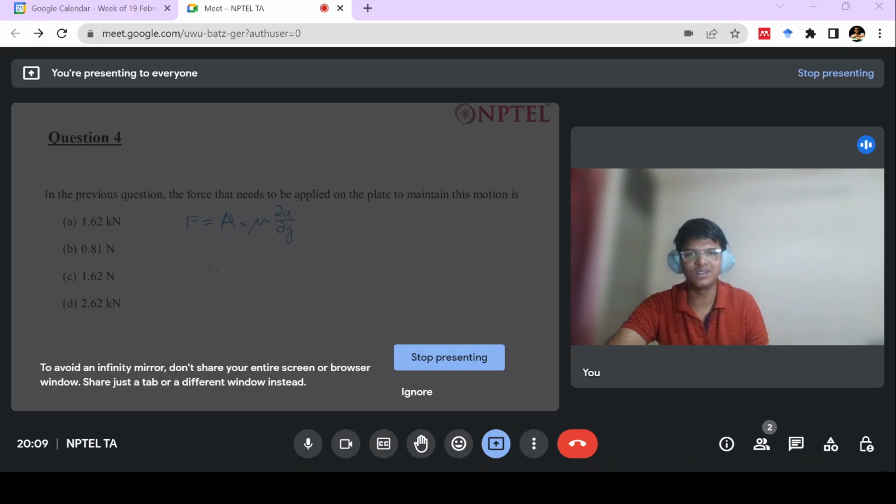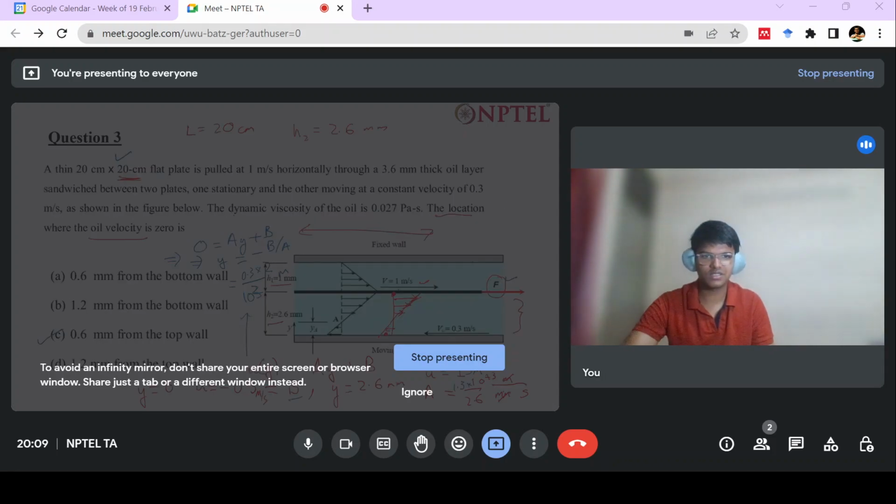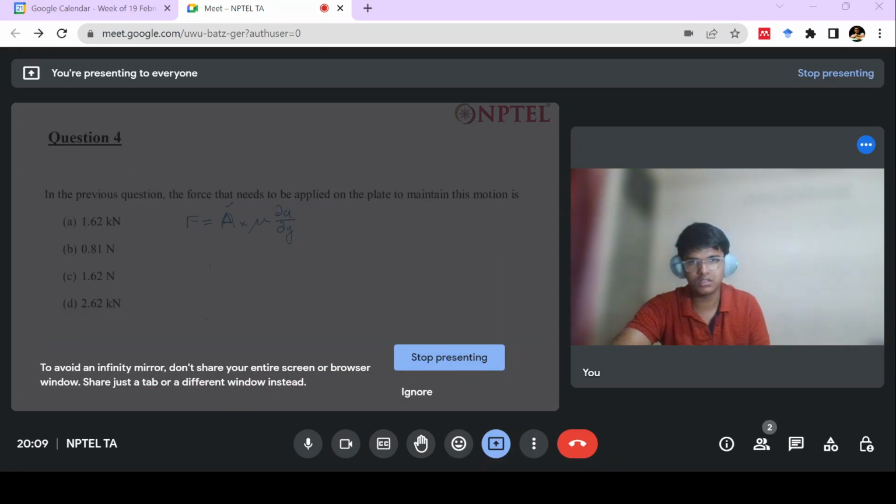Don't confuse it with this. In this equation we had a y plus b, so this a is the slope, right? This is the slope in a linear equation. We'll put the values there. So this is 20 centimeter into 20 centimeter.